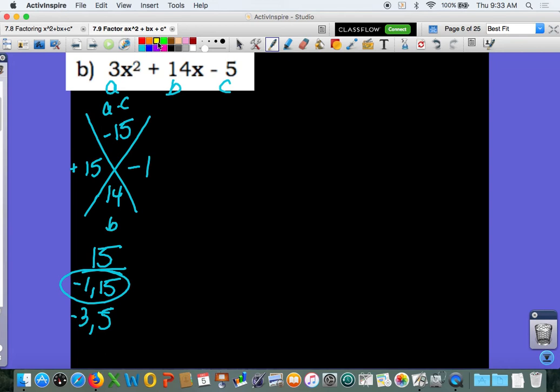A value is not 1, so we need to split our middle. So, 3x squared plus 15x minus 1x minus 5. Can I put the negative 1x first? Yes, it does not matter which order they go in there, just as long as you have them both.